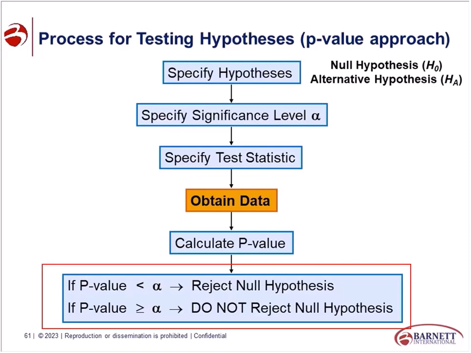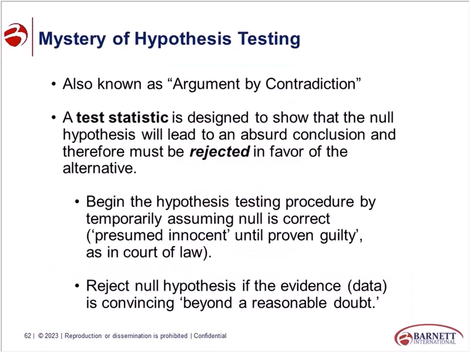We reject the null hypothesis. If it's greater, then we do not reject the null hypothesis. The test statistics. Hypothesis testing is very similar to the criminal justice system. It's conducted by argument by contradiction.